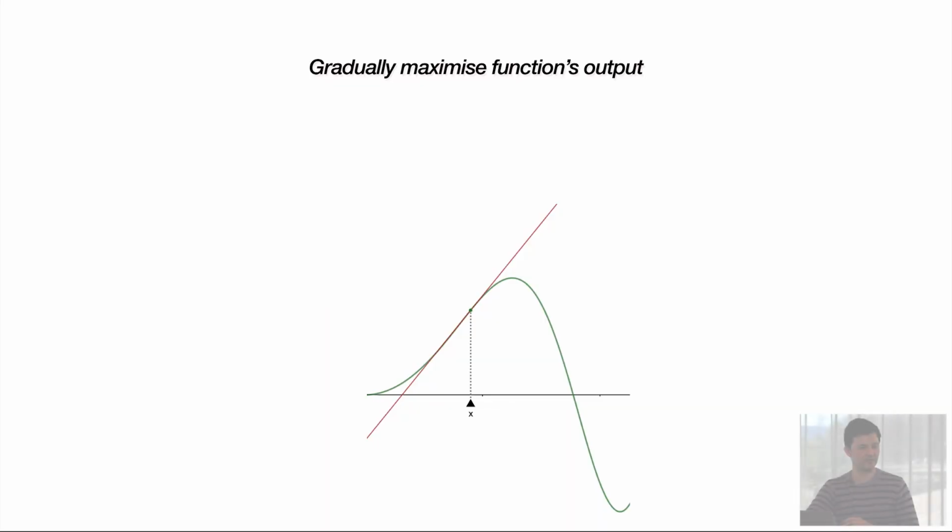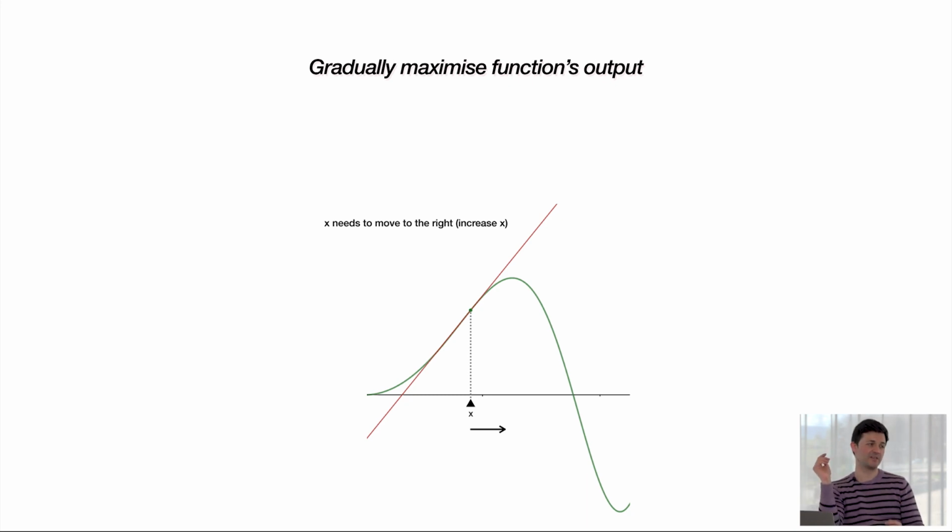Let's look at this example here. We have a function, which is indicated by the green line. We have a tangent at the point x, and the slope of the red line is equal to the derivative at the point x. We need to ask a couple of questions here. The first of them is, in which direction do we need to move x to maximize the output? Should we move it to the left or to the right? If we move it to the left, then the output of the function would be smaller than for the input x. Therefore, we should move it to the right. So we need to increase x.